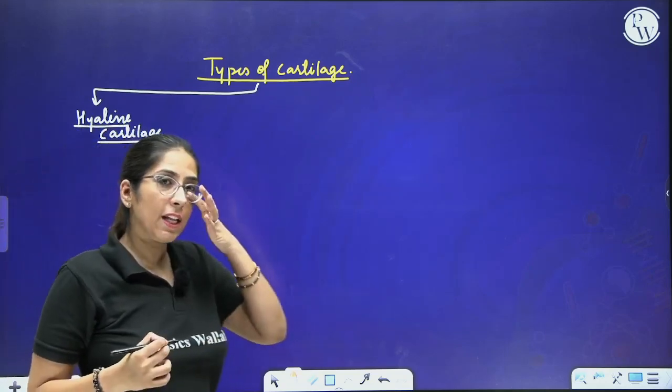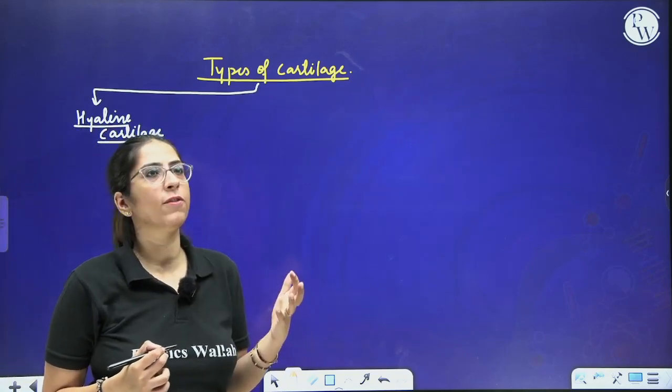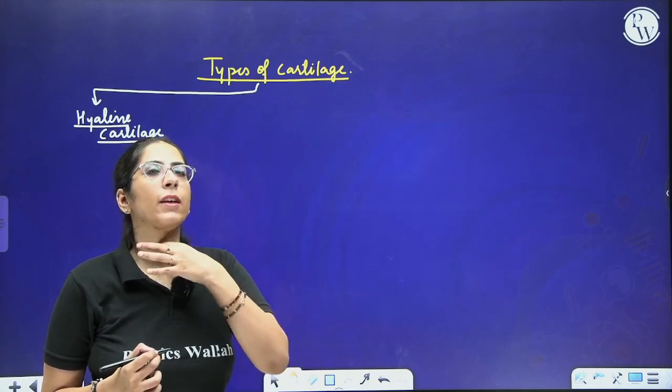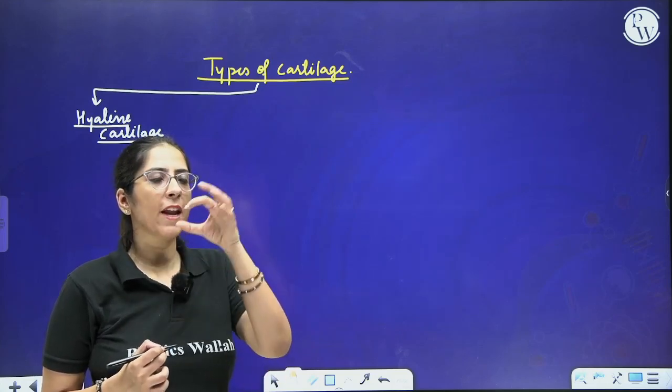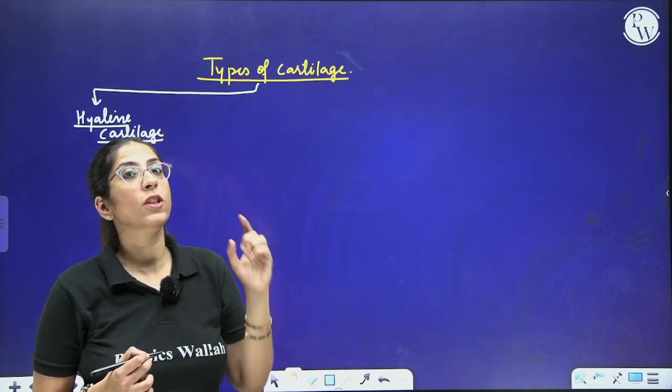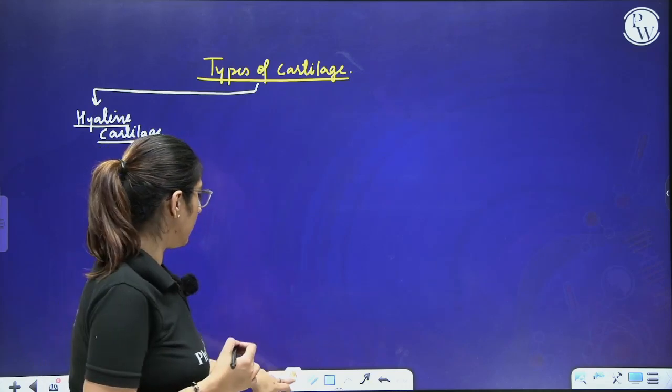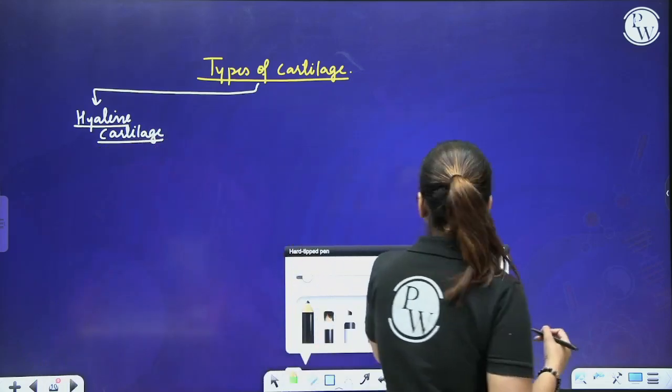In the chapter on breathing and exchange of gases, I don't know whether you have done it or not, we talked about the trachea. In the trachea, you will find some C-shaped cartilage. So that C-shaped cartilage is what? Hyaline cartilage only. Clear? Let's talk about the examples.